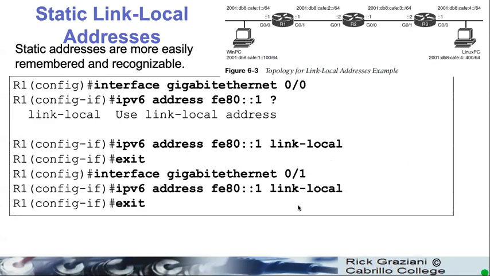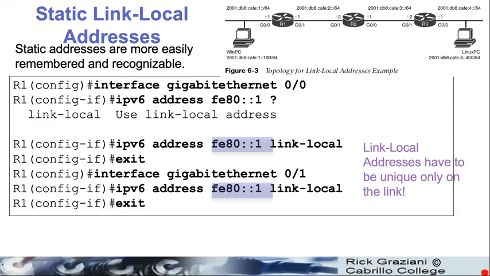Now we can create the same link local address on both interfaces. So what we are doing here is creating this link local address both on this interface and on this interface. And remember, link local addresses only have to be unique on the link. Now, I'll talk about best practice in a moment, although this is fine to do. I'll talk about why it's best practice to actually make those unique. They only have to be unique on the link.